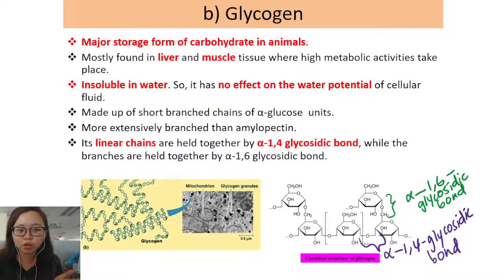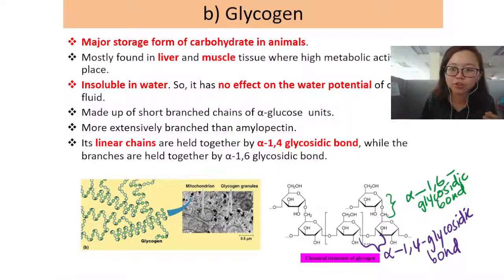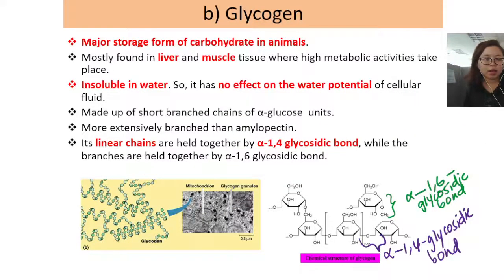The second example of polysaccharide is glycogen. Glycogen is a major storage form of carbohydrate in animals. They are mostly found in our liver and in our muscle tissue where we have high metabolic activities. They are insoluble in water, so no effect on water potential. Tidak larut dalam air. It is made up of short branch chains of alpha glucose units, and they are more extensively branched than amylopectin. So, kamu tengok ni, dia bercabang-cabang. Banyak cabangan dia. That is what is meant by those 2 points.